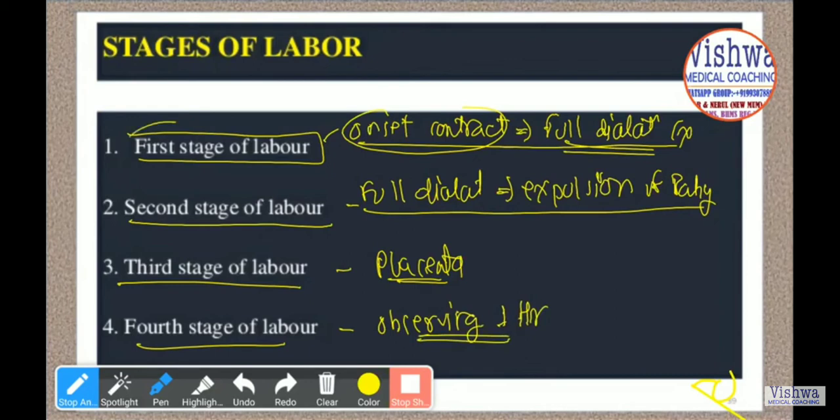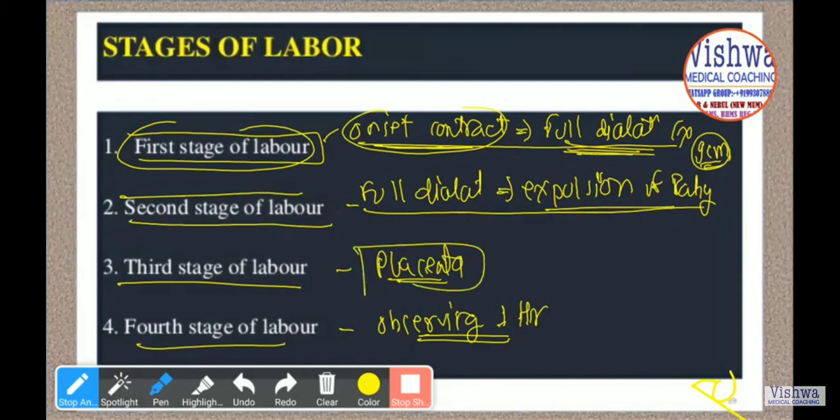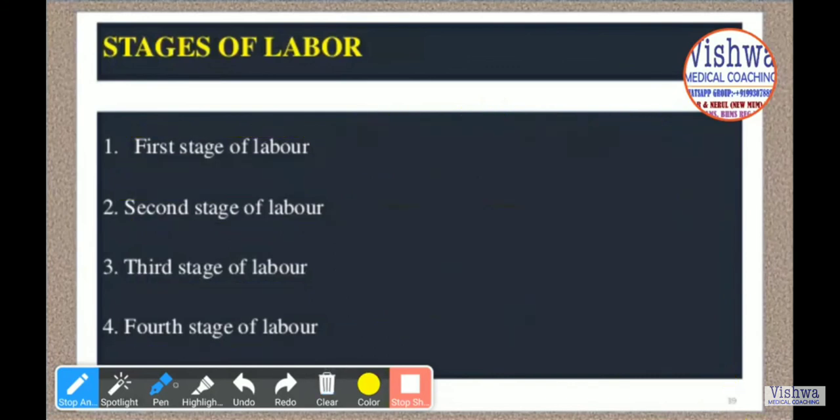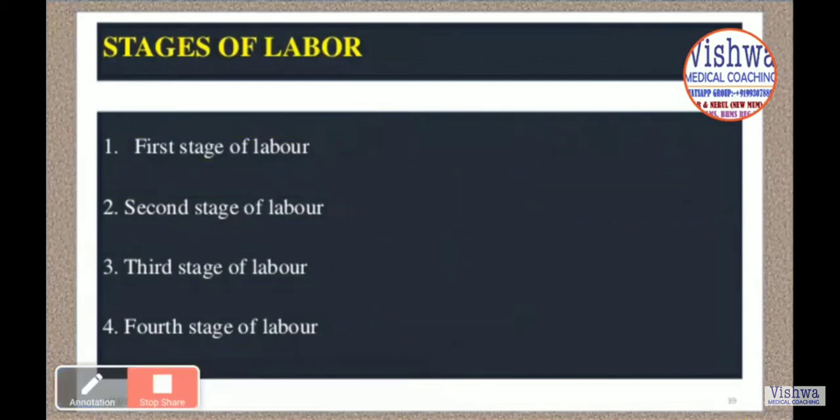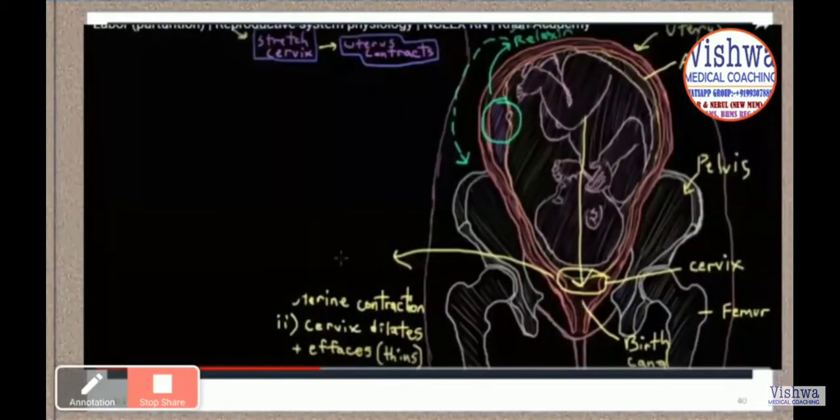First stage of labor is onset of contraction to the full dilatation of the cervix. Cervix fully dilated is about 9 centimeters. Then the second stage of labor is after the full dilatation to the expulsion of the baby. The baby comes out. Third stage is expulsion of the placenta. And fourth stage is observing the patient for 1 hour. I'll take the screenshot right now so that you can have it for your reference.